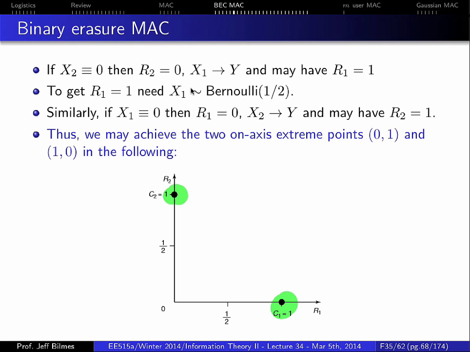Now one thing you could do is TDMA, and that would allow you to do this, right? But is that really the constraint? Is that the capacity region? No, not necessarily. In the case before, when we did the binary multiplier channel, we actually had a constraint that R1 plus R2 has to be less than or equal to 1. We don't have any such constraint here.